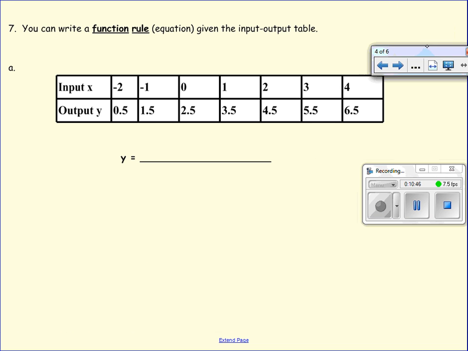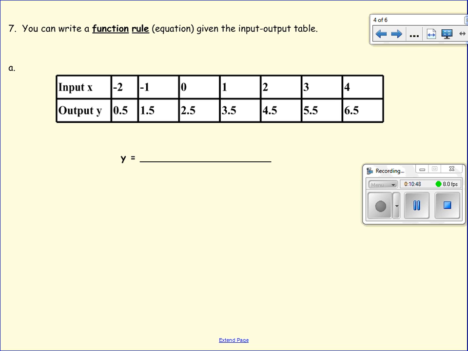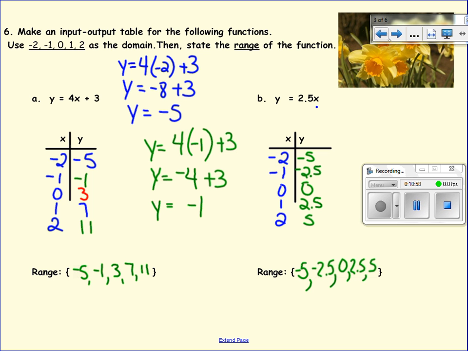Now, in some examples, you are asked to write a function rule from the input-output table. A function rule is exactly what we did on the previous page. In these examples, this was our function rule here. And in this example, that was considered our function rule.